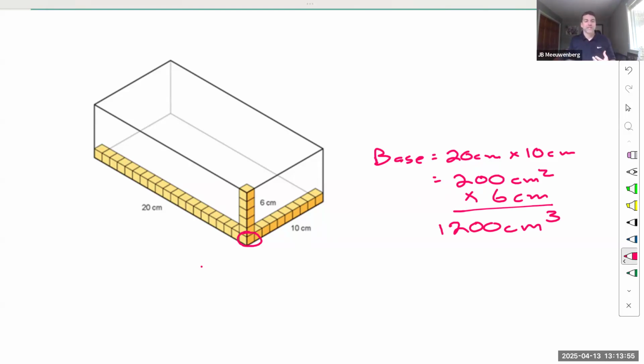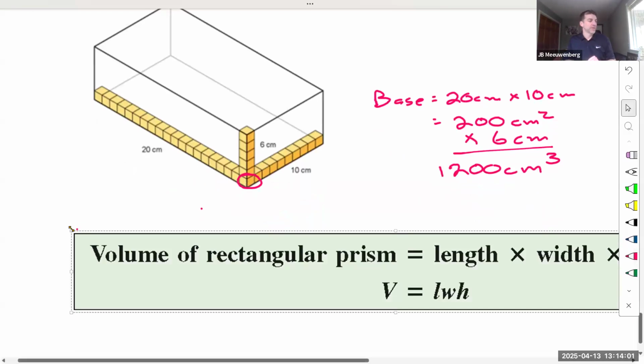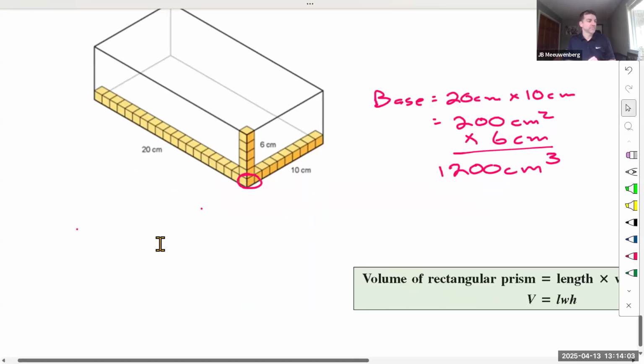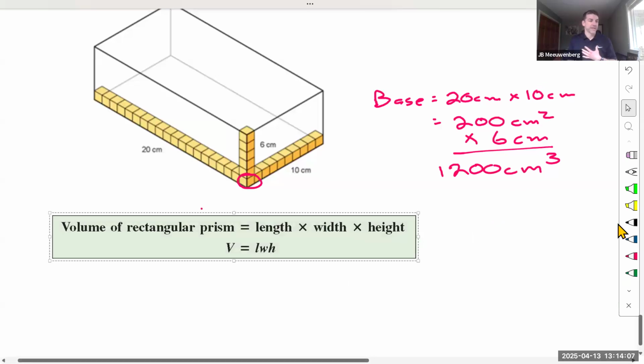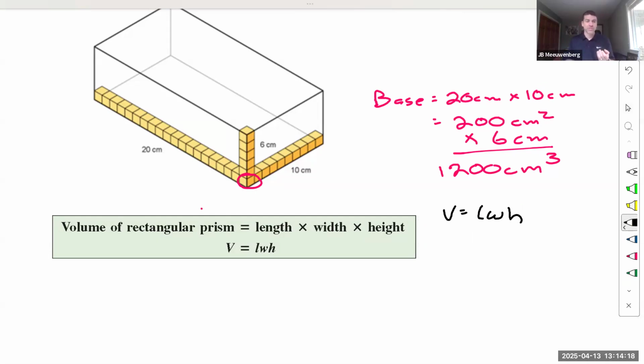So this will be the case for every rectangular prism. If you want to find its volume, you are going to take its length times its width times its height. So the volume of any rectangular prism can be stated as length times width times height, just as we see right there. So that's if it's a rectangular prism.